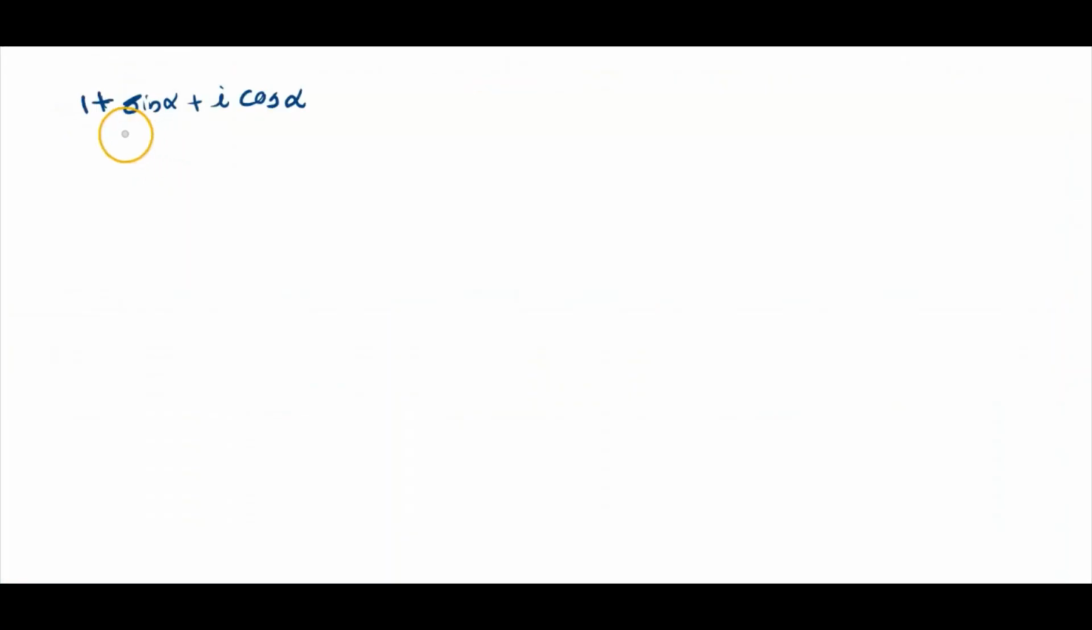Hello everyone. In this video I am solving the first question of exercise 19.1. Express the following in the modulus amplitude form. First question is 1 plus sin alpha plus i cos alpha. So we need to write 1 plus sin alpha plus i cos alpha in modulus amplitude form. That means z is equal to r e raised to i theta.